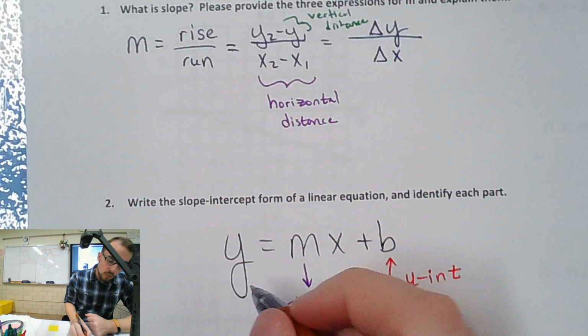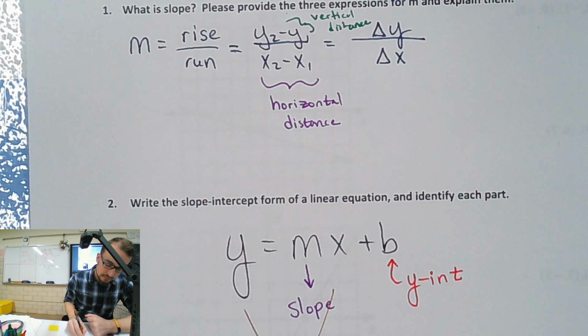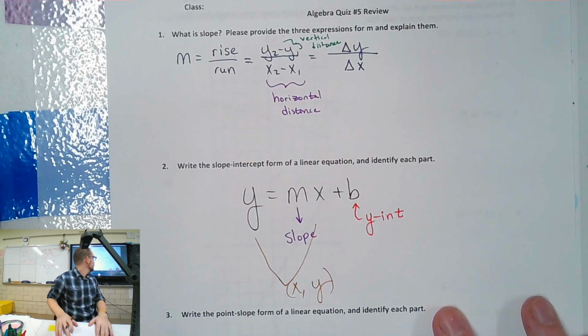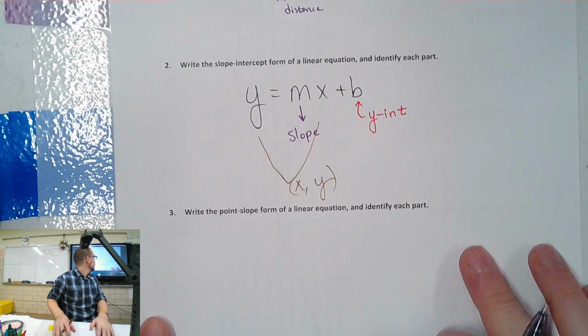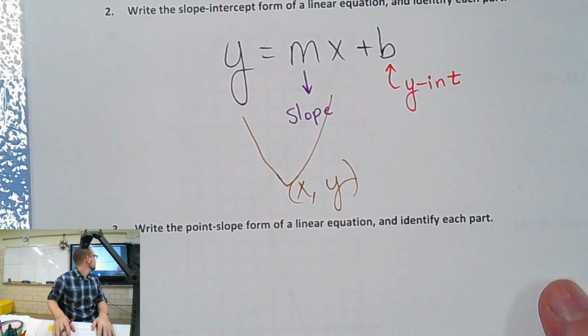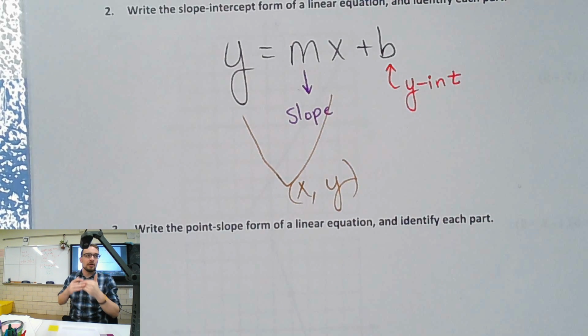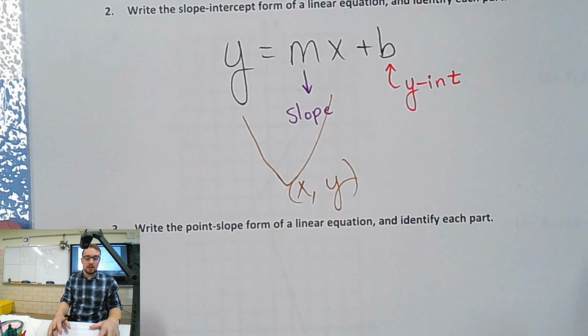X and y are our coordinates, right? X and y are the coordinates. Cool? All right. And the coordinates vary, right? Because it's whatever the line wants it to be.